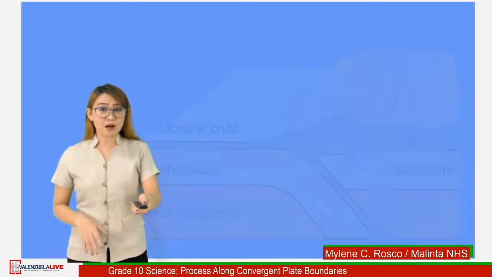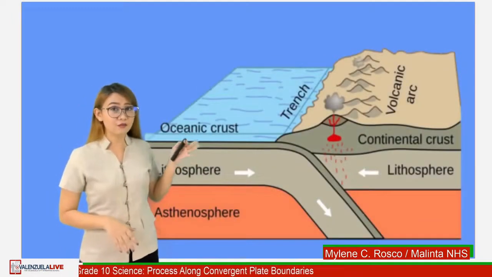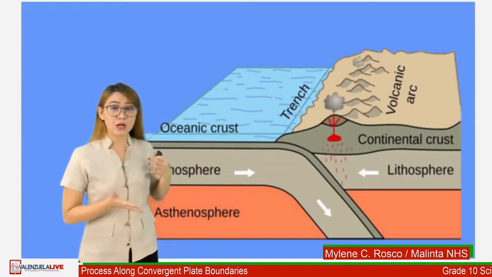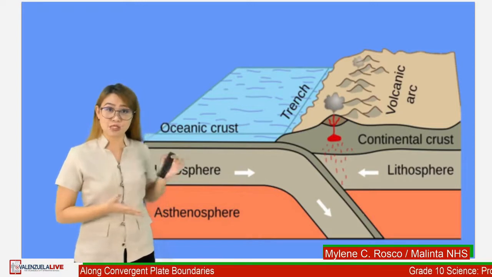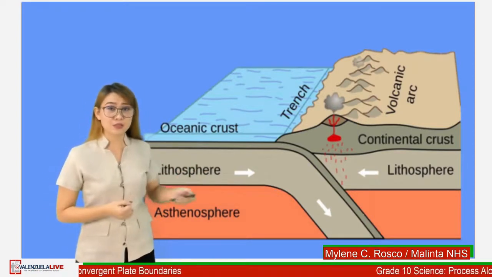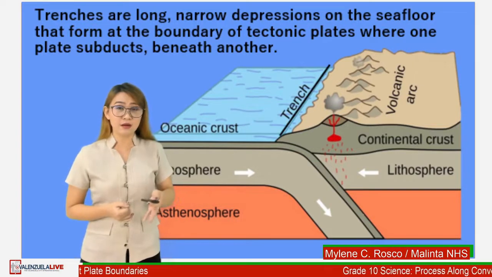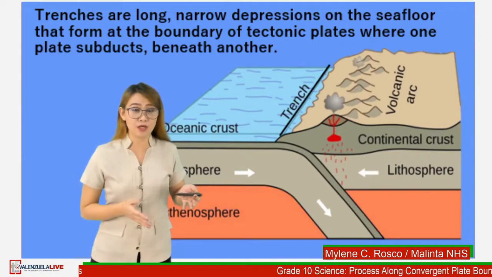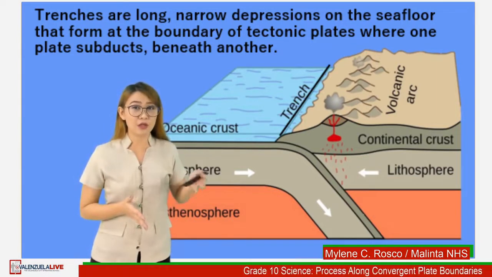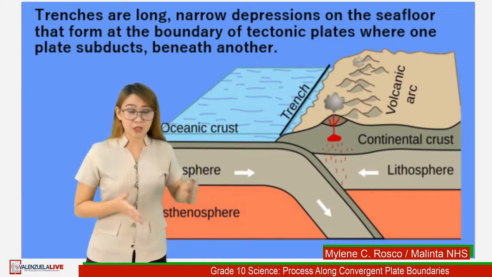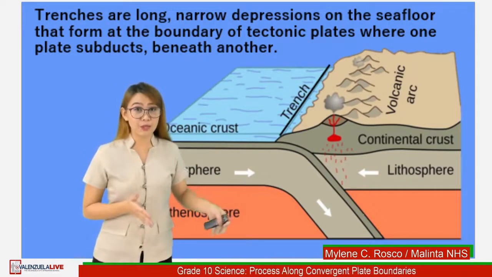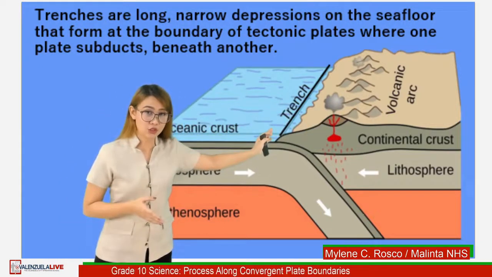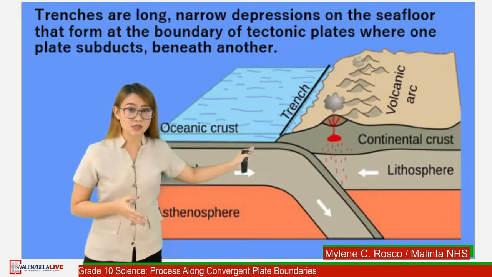So aside from volcanic arc, aside from volcanoes, what other geologic features do you think will be formed because of this collision? Alright, so you are correct. So you can see there a trench. A trench is a long, narrow depression on the seafloor that forms at the boundary of tectonic plates, where one plate subducts or bends beneath another plate. So here is the trench that is formed because of the collision of continental and oceanic crust.